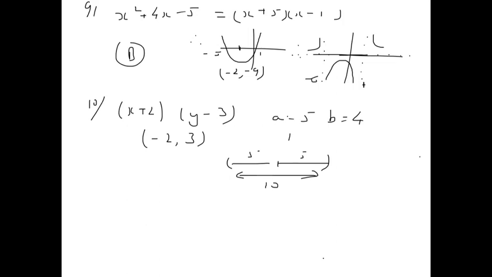So we're looking for negative 2, 3, and 10, which is answer E. And the others, you'd explain B and C wrong because they've used the semi-major axis instead of the major axis. And the other two, you'd talk about incorrect centres.